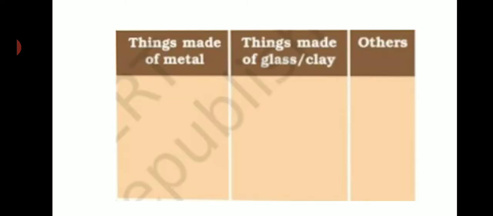Now you just sort the things into these three columns. If the things are made up of metal, put them in the first column. If they are made up of glass or clay, put them in the second column. Other than these metals and glass, put them in the last column. Again pause the video and do it.